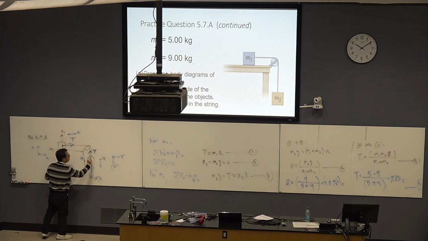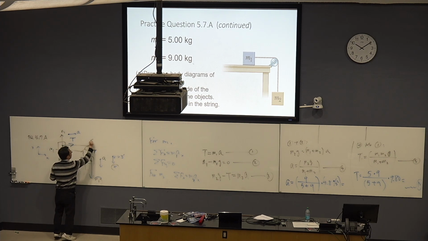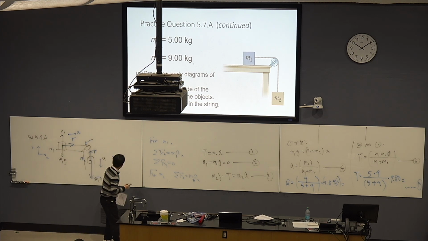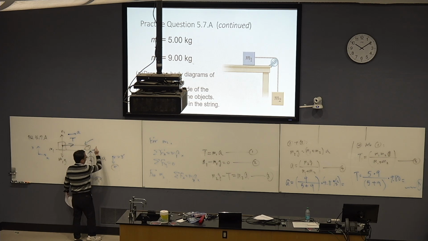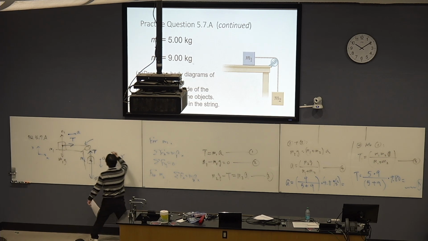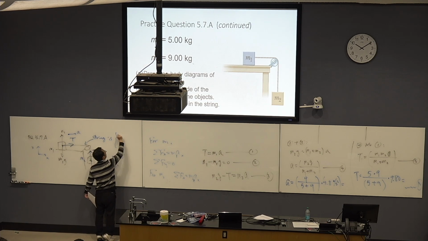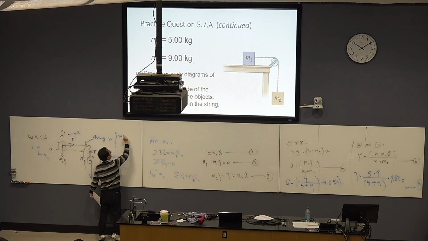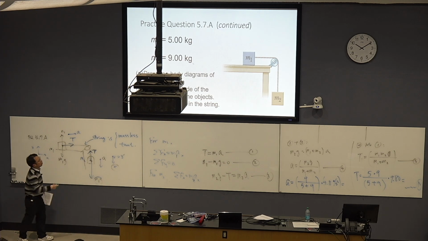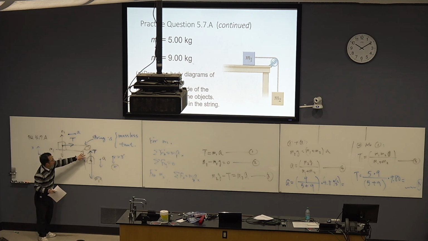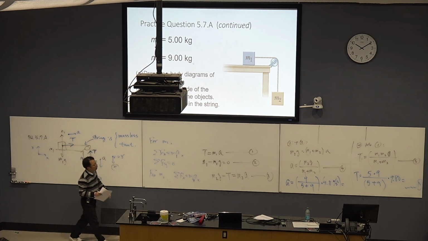So if you consider this more rigorously, last time we said that the string is massless, right? And the string is taut, and the string is inextendable. So the string is massless, so the tension should be the same in magnitude everywhere on the string.